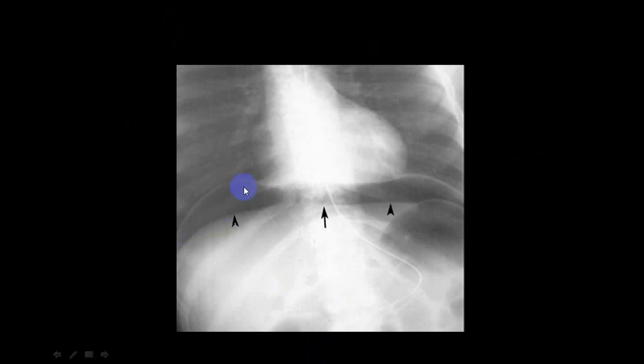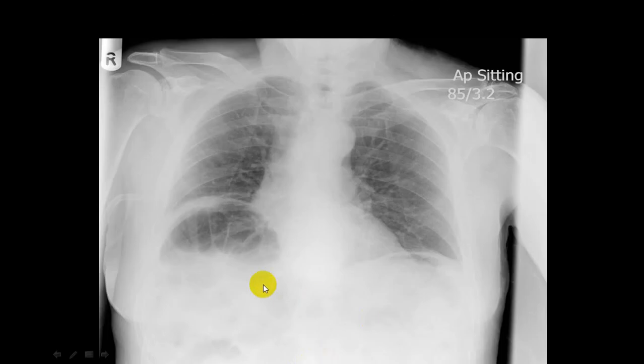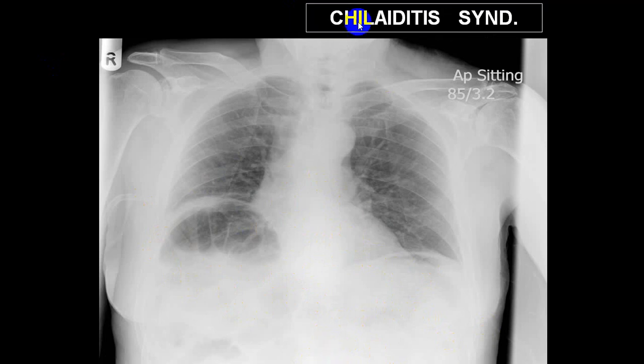Now you can see here gas under the diaphragm. Pneumoperitoneum. Because of some pathophysiology, below the diaphragm can also push the diaphragm up and change the shape of the heart. And this is Chilaiditi syndrome.